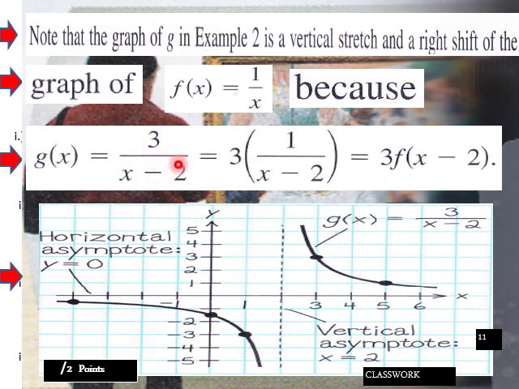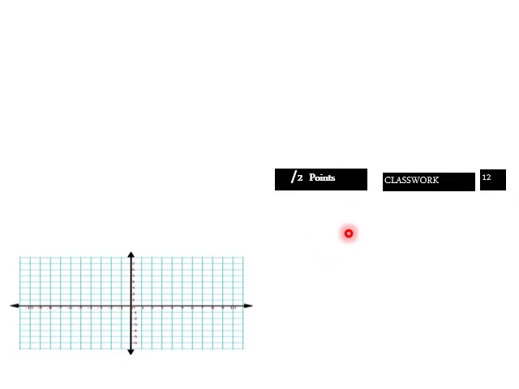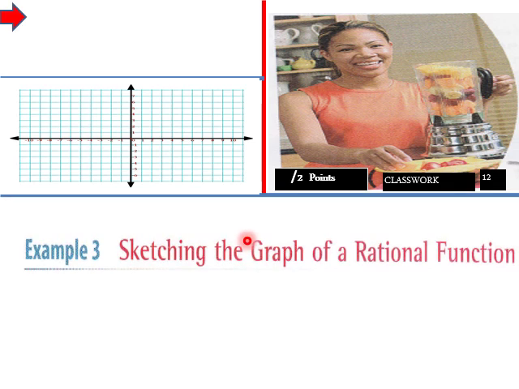Because g of x equals 3 over x minus 2 equals 3 times 1 over x minus 2, which equals 3 f of x minus 2. This is the analytical way of looking at why there is a vertical stretch here. You have a factor of 3 that explains the distance here. It triples the distance between where this intersection is and the actual curve because of your 3f. So let's get into that further.